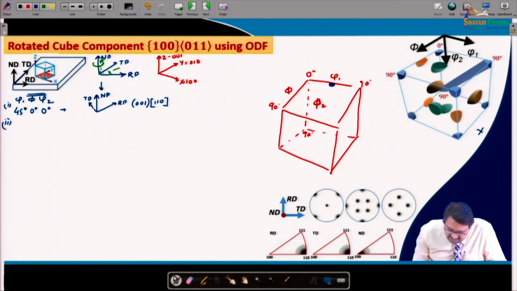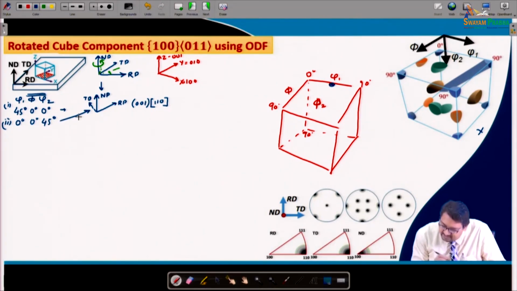Okay. Let us go ahead and say that instead of giving a phi 1, phi, phi 2 rotation of 45, 0 and 0, if we give 0, 0 and a 45 degree rotation, then a similar rotation will take place along ND, and thereby the position of the rotated cube component will form at 0 along phi 1, 0 along phi, and 45 degrees along phi 2, right, which is basically this one.